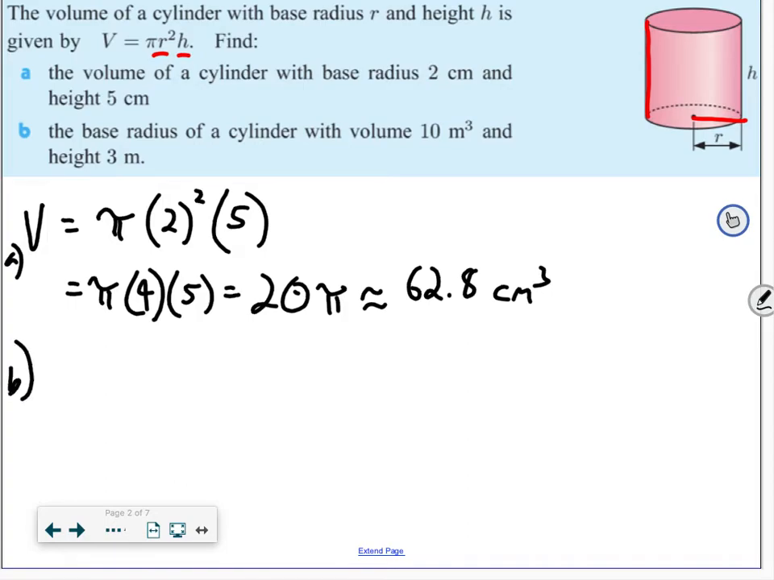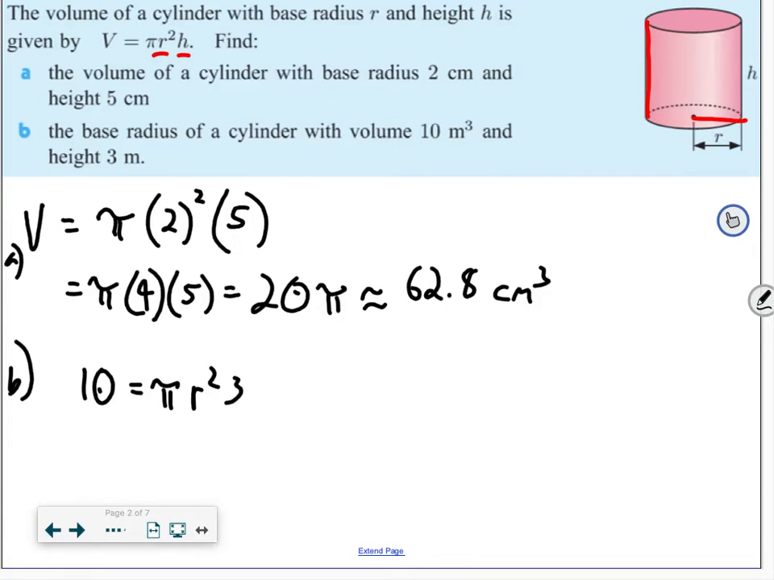Part B. The base radius of the cylinder has a volume of 10 and a height of 3. So we need to find our radius. So our radius is our unknown. Our volume is given by 10, so V is equal to 10. And then I have pi, my radius is unknown, and then my height is 3.